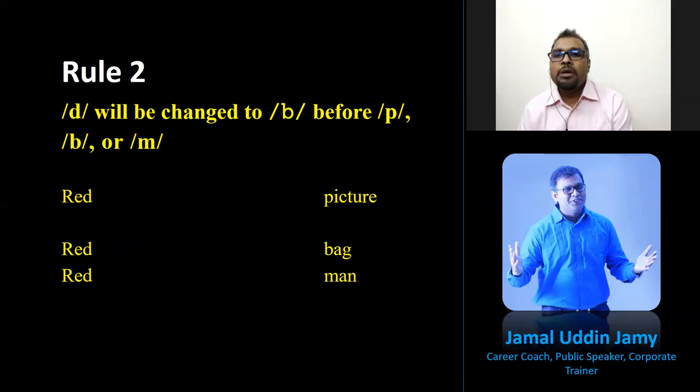Okay? Rule number two. Da will be changed to ba before pa, ba, ma. Let's see some examples. Red picture. If we read it together in rapid speech, that will be red picture, red bag, red man. Red picture, red bag, red man. Okay? So that was rule number two.